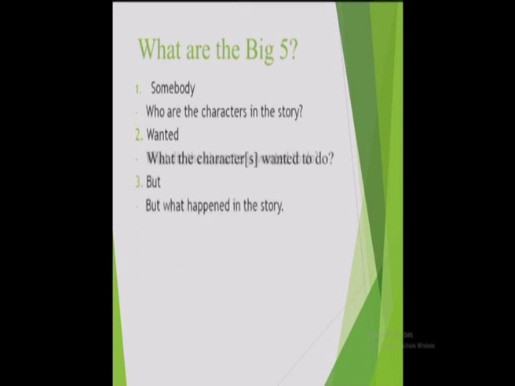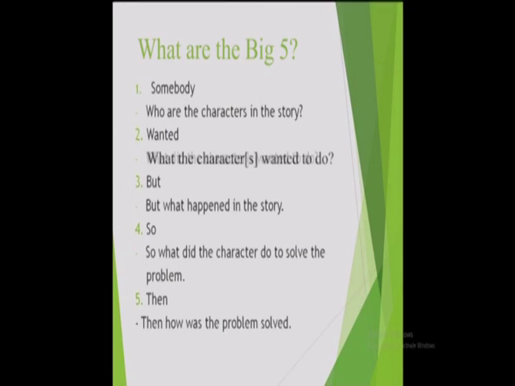Number 3, we have but. But what happened in the story? Number 4, we have so. So, what did the character do to solve the problem? And finally, number 5, we have then. Then how was the problem solved? And these are your big fives. So when you are reading a text, you should keep in mind these big fives.